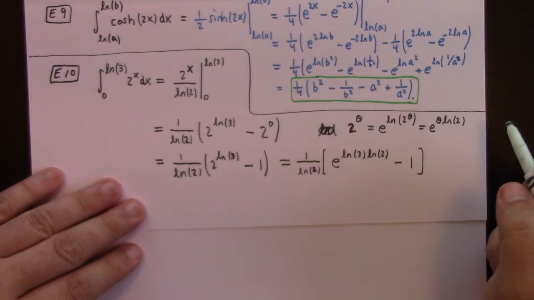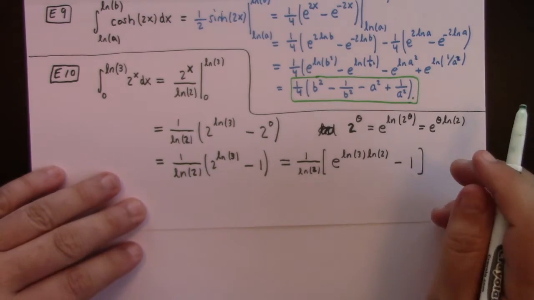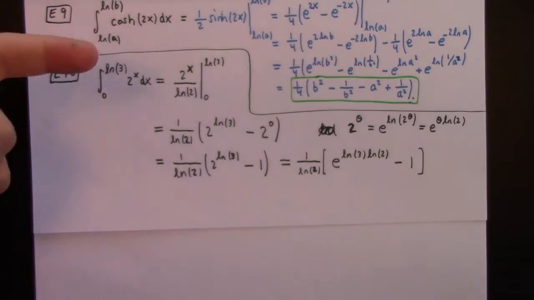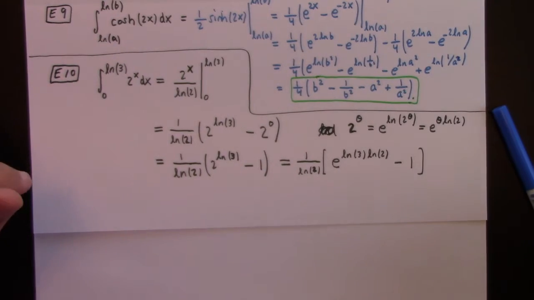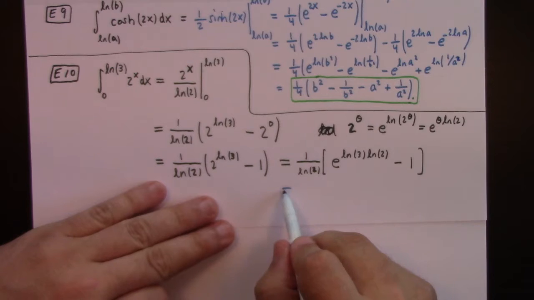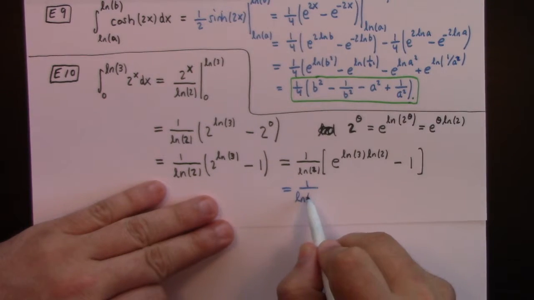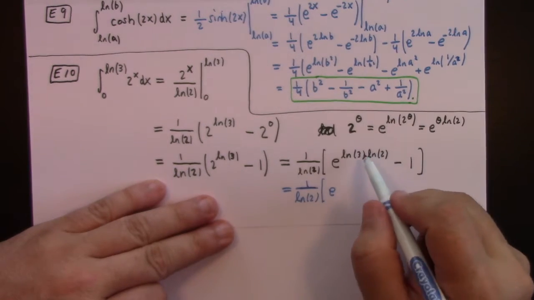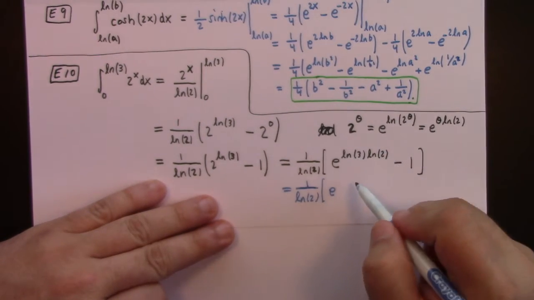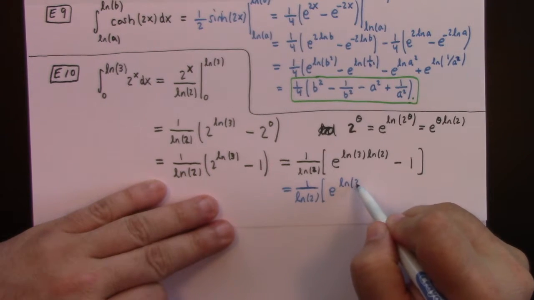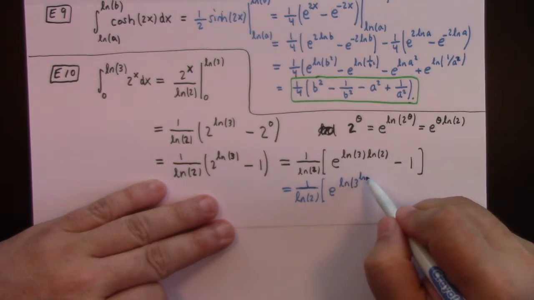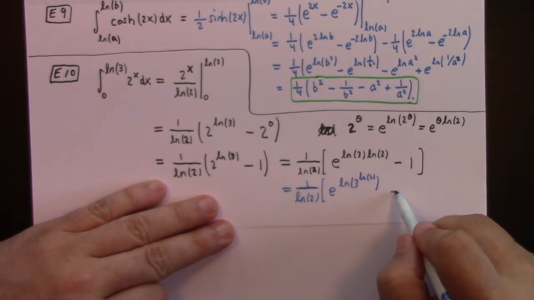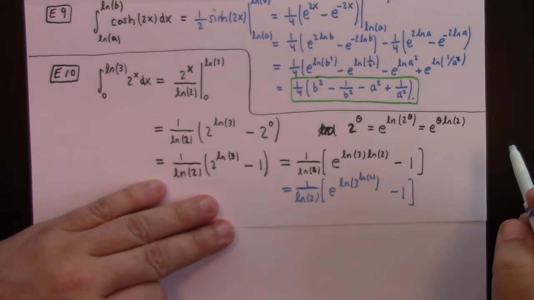So, I don't know. Is that better? Probably not. Of course, you could bring one of the natural logs inside. 1 over the natural log of 2 times e to the... let's pick one. How about natural log of 3? So I'm bringing the natural log of 2 inside using properties of log. So that's natural log of 3 to the natural log of 2, minus 1. Which, I guess, is not much better.